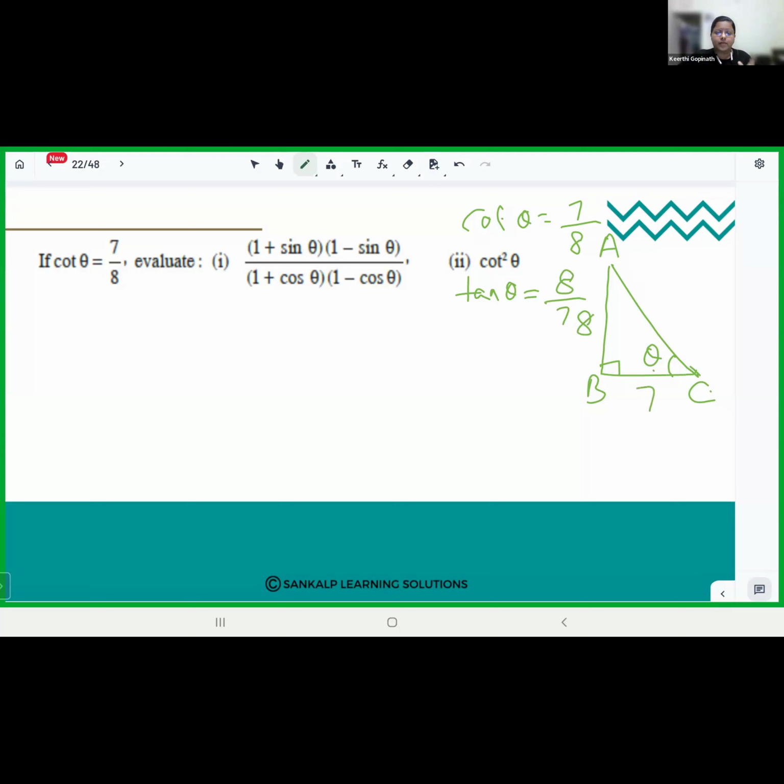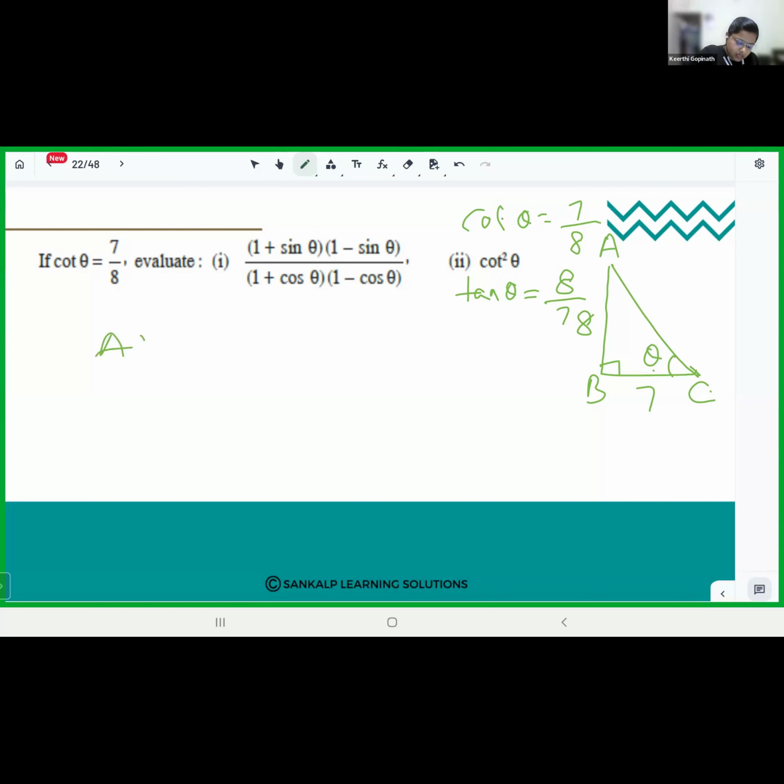Now what we have to do? We have to find out AC, the hypotenuse. Then only you can find out the trigonometric ratios sine theta and cos theta, because sine theta is opposite by hypotenuse and cos theta is adjacent by hypotenuse. Here we already know the values for opposite side and adjacent side, but the hypotenuse is not known. So for that you have to apply Pythagoras theorem and find out the value of AC.